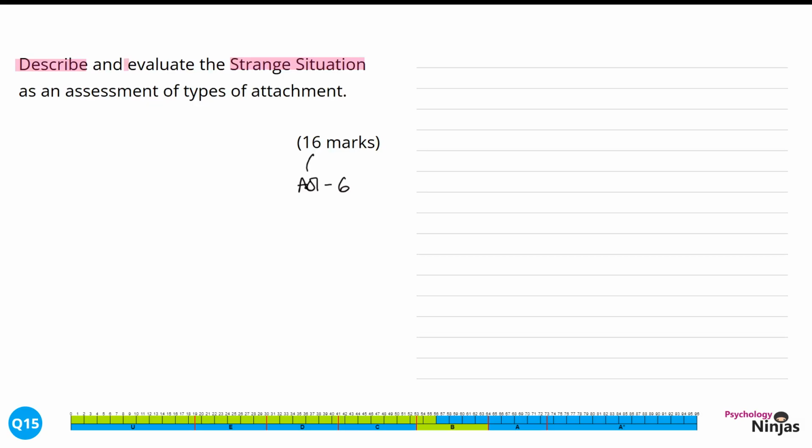Our 2nd command word is evaluate. This is looking for us to give the strengths and weaknesses of the strange situation. There are 10 marks available for our evaluation, or our AO3, which means we need more strengths and weaknesses rather than description of the strange situation. The start of our response is going to be explaining the strange situation.